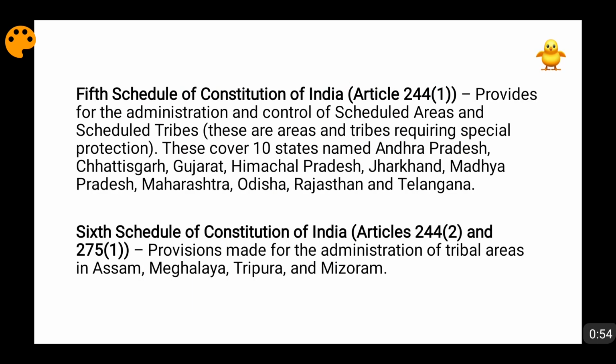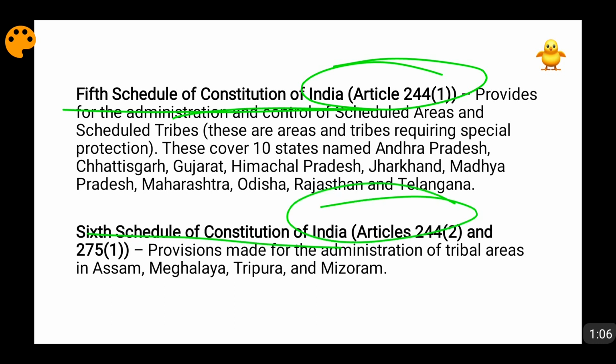So first of all friends, we will see that the fifth schedule of the Constitution of India is given in Article 244 clause 1, and the sixth schedule of the Constitution of India is given in Article 244 clause 2 and Article 275 clause 1. This Article 275 clause 1 relates to funds, and these funds are provided to both the sixth schedule areas and also the fifth schedule areas.